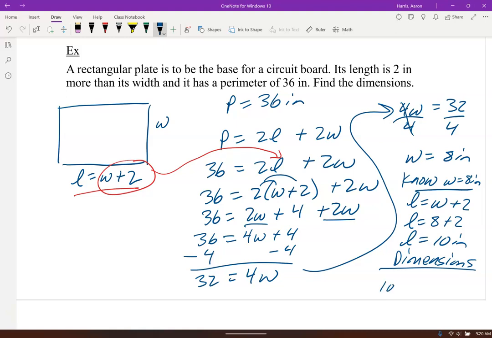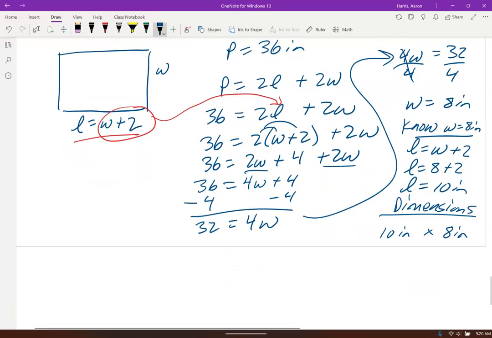So the dimensions, length times width, are 10 inches by 8 inches for this rectangular plate. Okay.